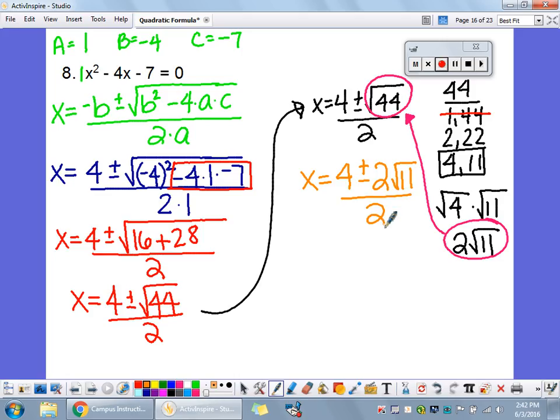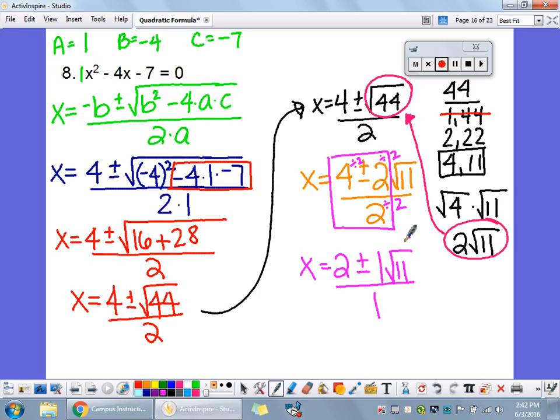And then the very last thing that we need to do is, remember, we need to look at all of the non-radical pieces and think about what they all can be divided by. They have to be divided by the same number. So in this case, they can all be divided by 2. So 4 divided by 2 is 2, plus or minus 2 divided by 2 is 1, and then bring the root 11 down, over, and then 2 divided by 2 is 1.